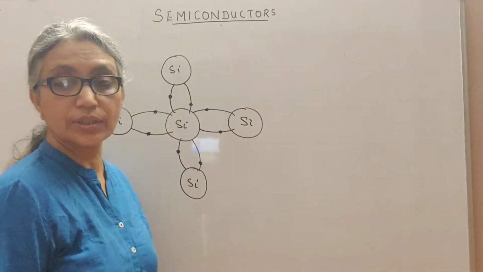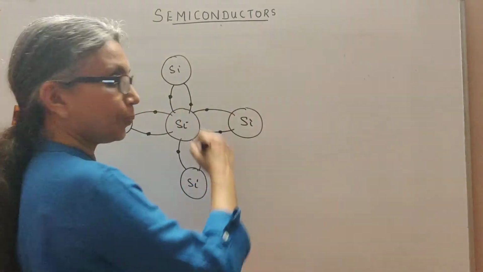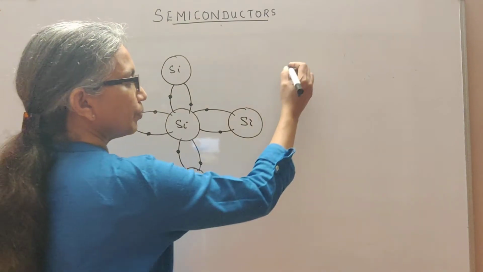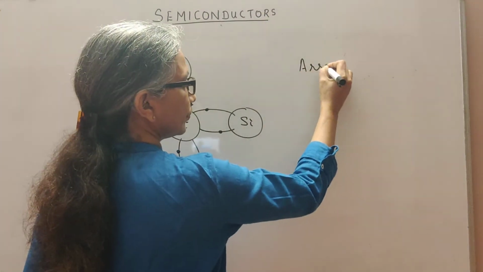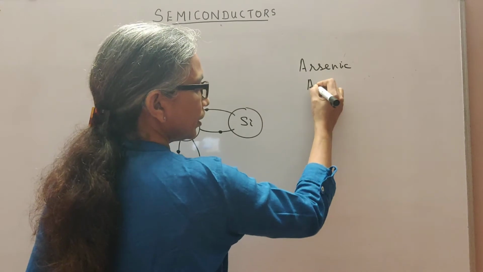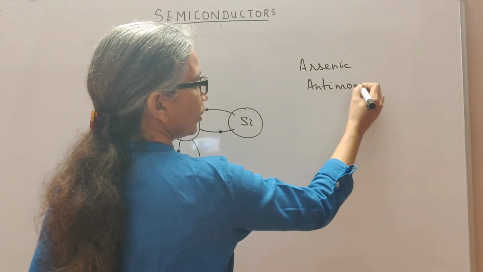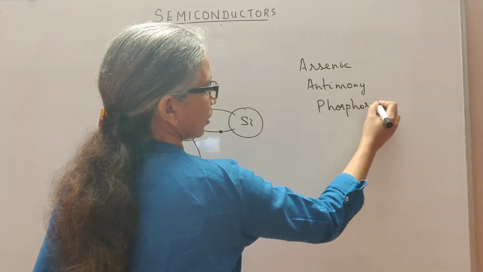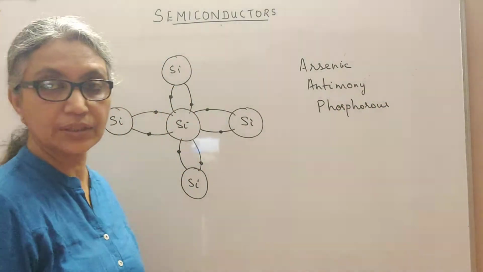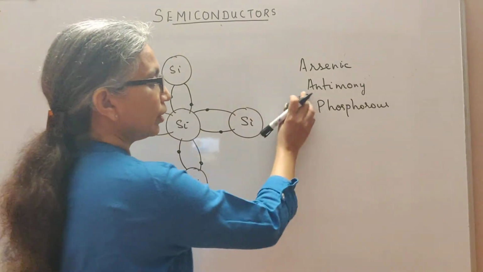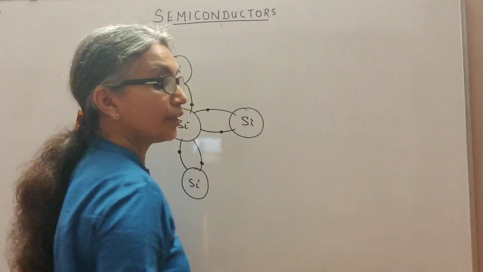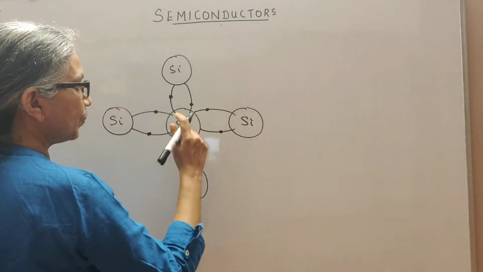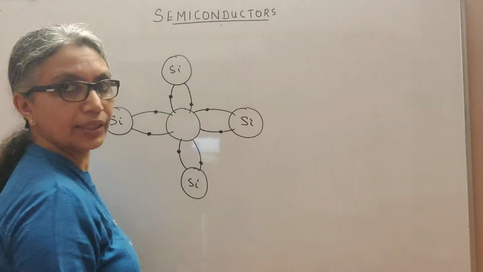Now suppose we decide to dope it with a pentavalent impurity, like arsenic or antimony or even phosphorus. These are all pentavalent impurities. Pentavalent impurity would mean it has 5 valence electrons, unlike silicon. The dopant I am going to use is, let's say, antimony.